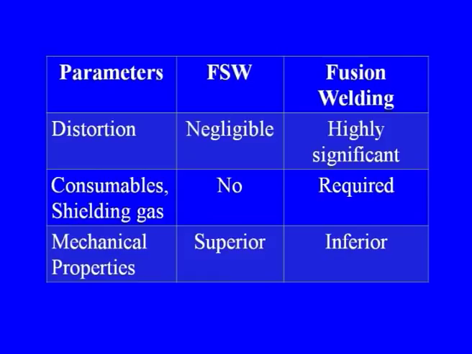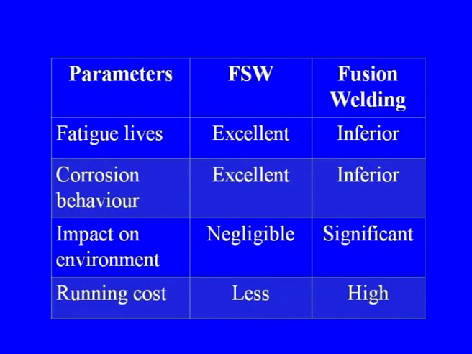Then distortion is negligible in friction stir welding, whereas highly significant in fusion welding. Mechanical properties obtained in friction stir welding are usually superior to those of the fusion welding process. Fatigue lives are excellent in friction stir welded joints. Corrosion behavior is excellent, whereas in both the cases fusion welding gives inferior properties. Impact on environment is negligible in friction stir welding, which is, we can say, an environment friendly process, but fusion welding is not. Running cost is also less.